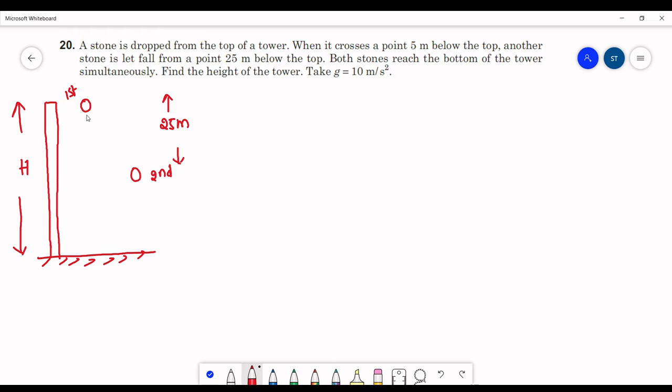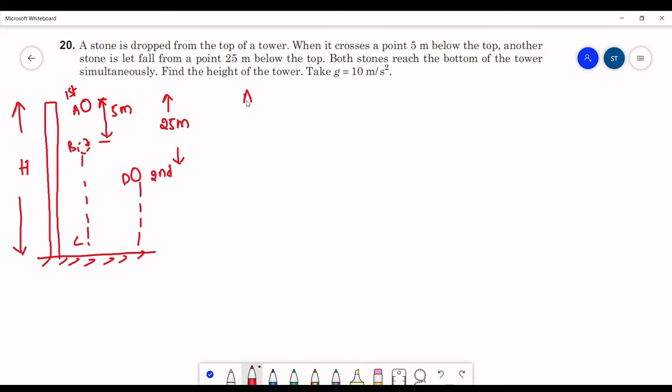When the first ball crosses a point which is 5 meters below the top of the tower, when the first ball comes up to this point, the second ball is released and both of the balls are going to hit the ground simultaneously. So first, let us take these points as A, B, C, D.